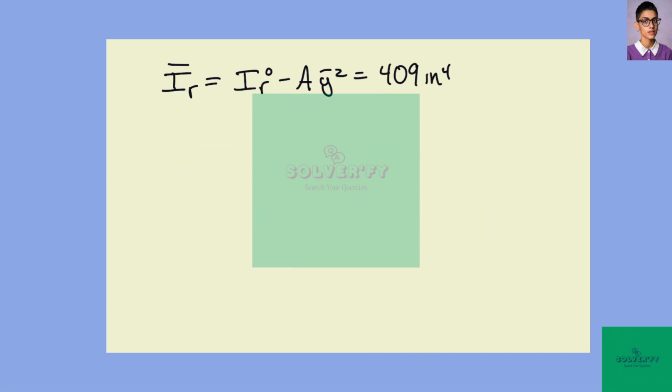And once we know those two things, we can find the polar area moment about the centroid, which is just the polar area moment about O, minus the total area of the cross-section times y bar squared, and we get 409 inches to the fourth.